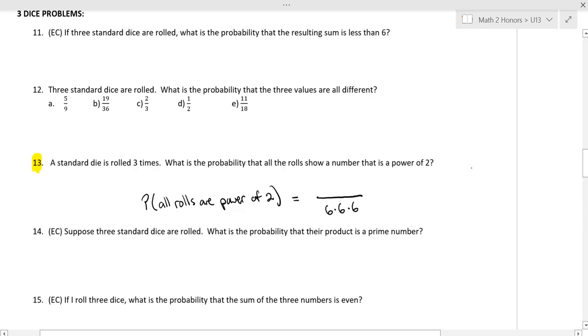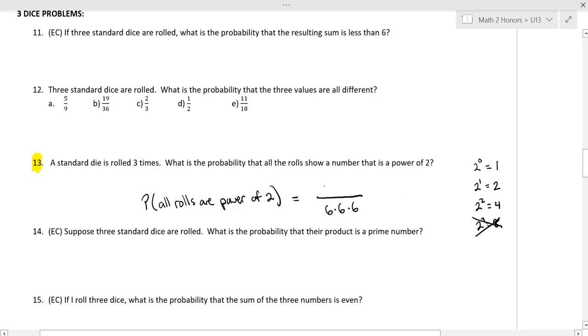Well, what's the power of 2? 2 to the power of 0 is a power of 2, and so that's 1. 2 to the power of 1 is a power of 2, which would be 2. 2 to the power of 2 is a 4. 2 to the power of 3 is 8, but that's beyond what you would roll, because 6 is your max when you roll a die. So really another way to word this is, what's the probability that all that's showing would be a 1, a 2, or a 4?